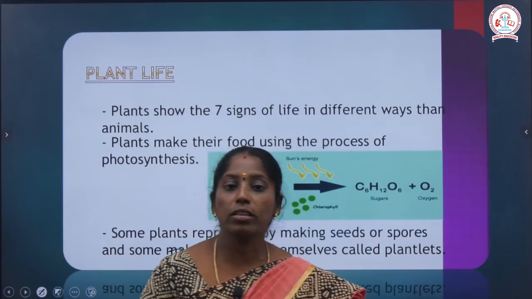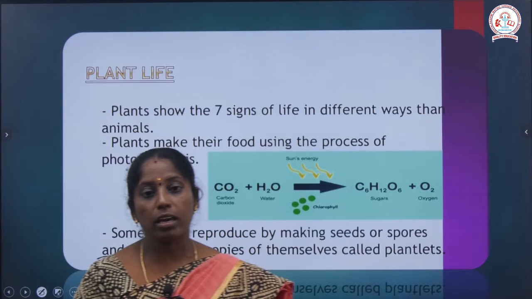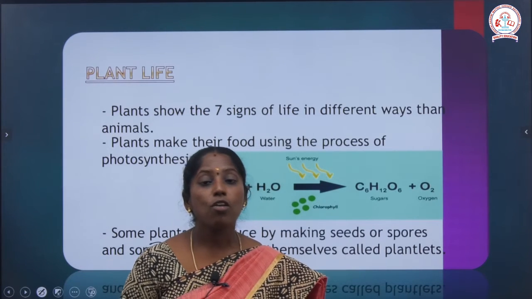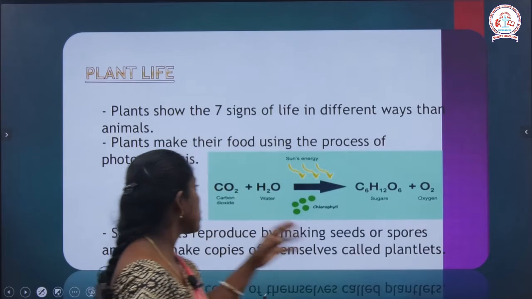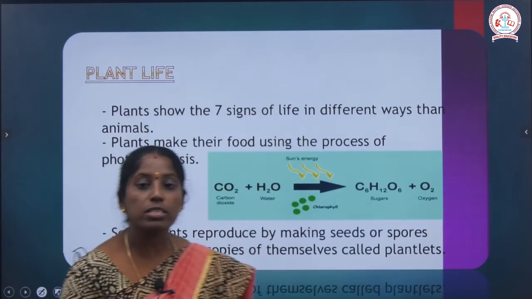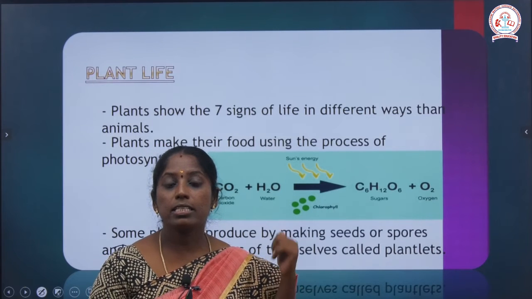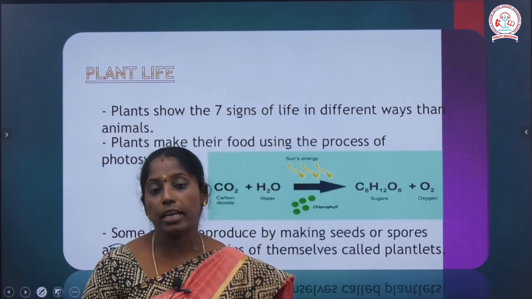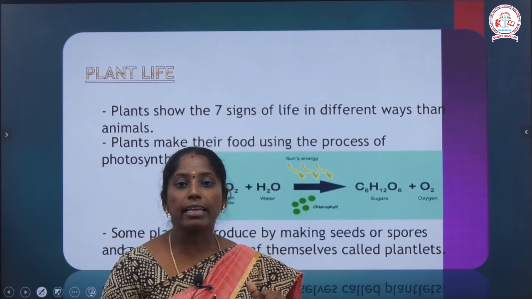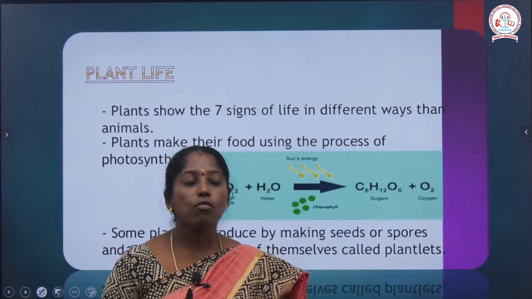Plants also respire. Plants also produce their own food. Through which process, children? Photosynthesis. This process happens during the daytime only. Why, ma'am, only in the daytime? In the presence of sunlight only, plants prepare their own food.